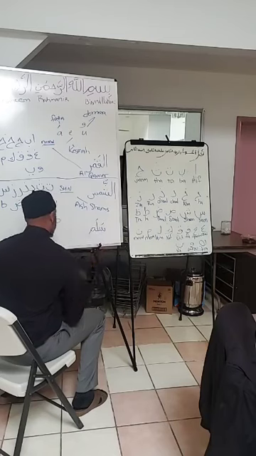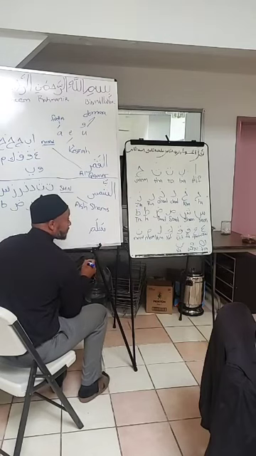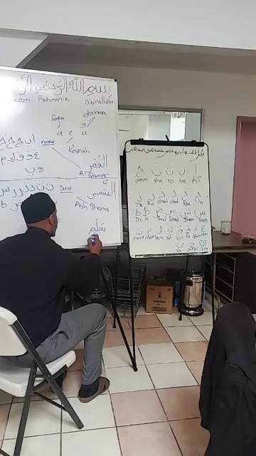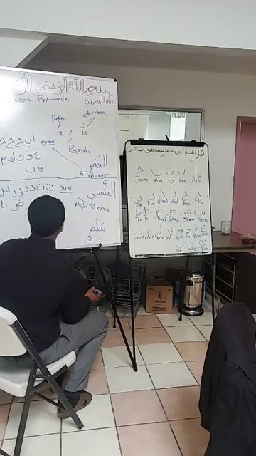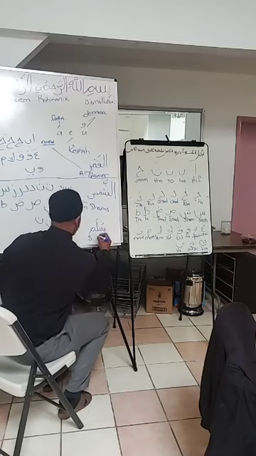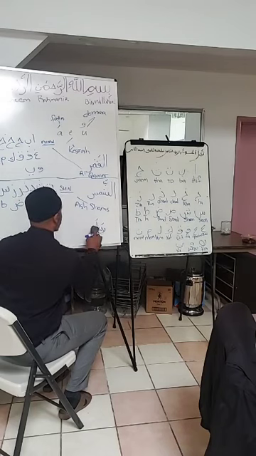What's this first letter right here? If I make it funny, it's like a W. Seen. It's an S, right? So what's the next letter? What's the next vowel? What's the vowel for the S? That's fatha, right? The next letter is Lam. And the last one is Meem.